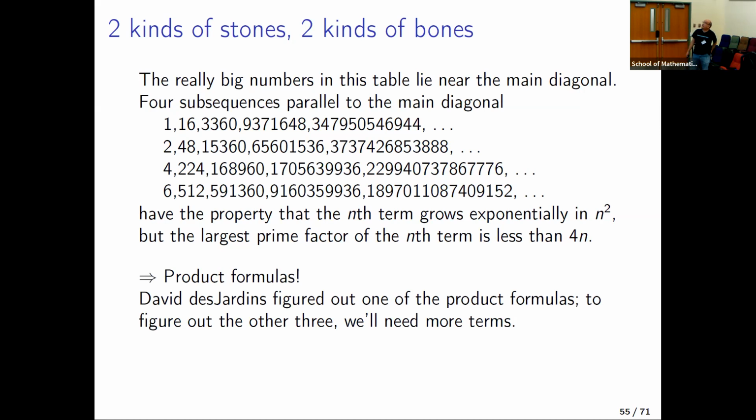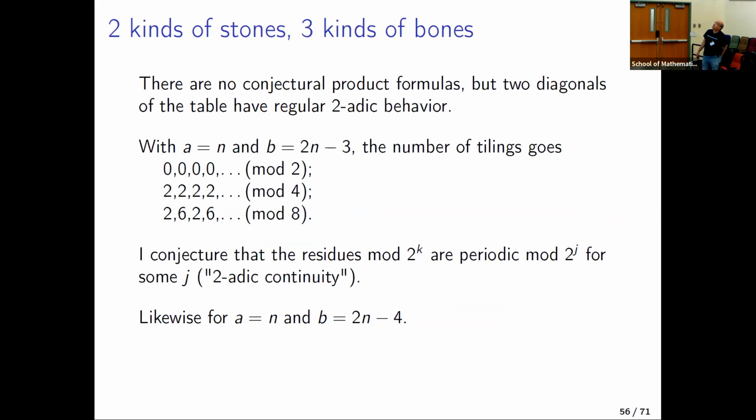So David Desjardins figured out one of the product formulas empirically. To figure out the other 3, we'll need to know more terms. At some point, David's program just isn't able to handle the problem. So finding a better program that would give us more terms might enable us to formulate conjectures that we don't have yet. What if you allow everything? So both kinds of stones, all three kinds of bones, anything goes, what happens?